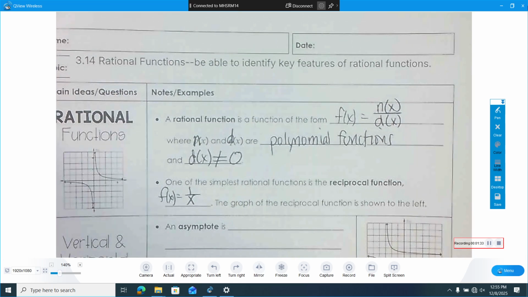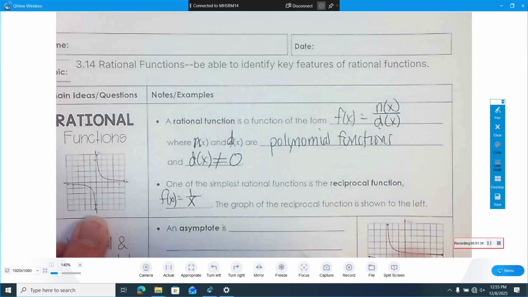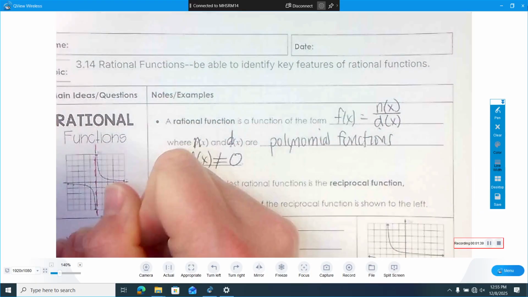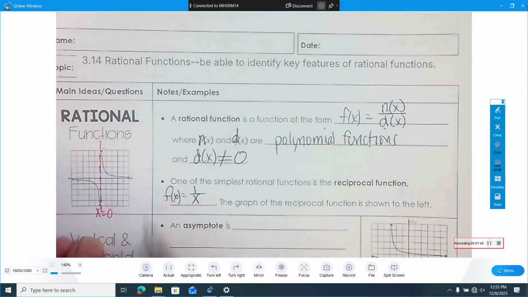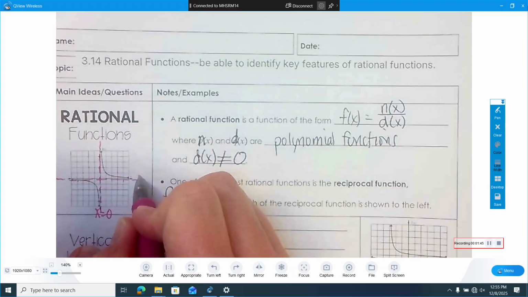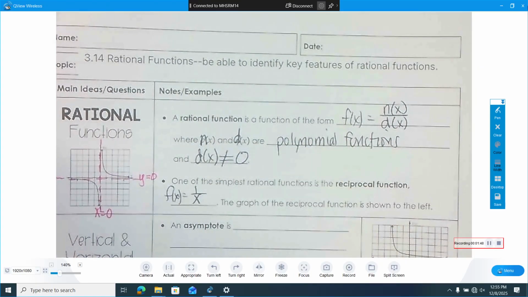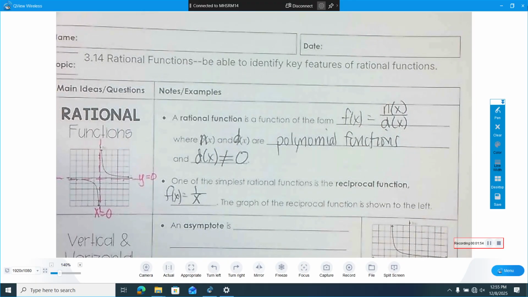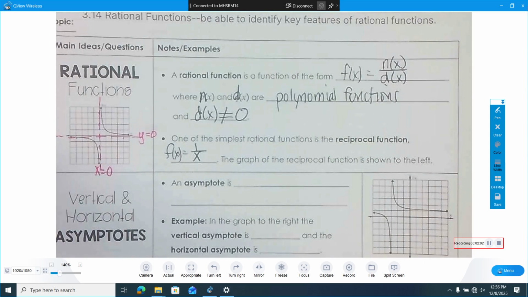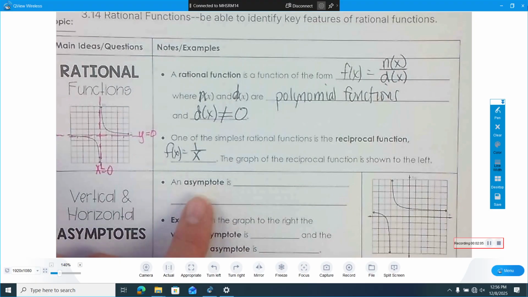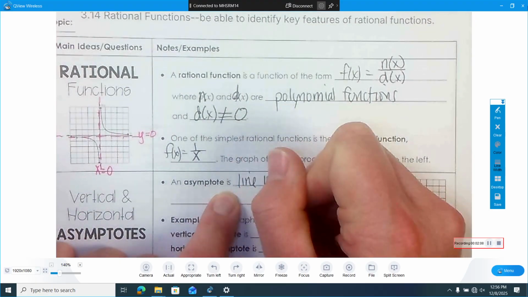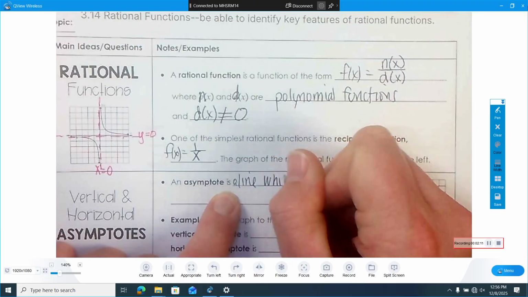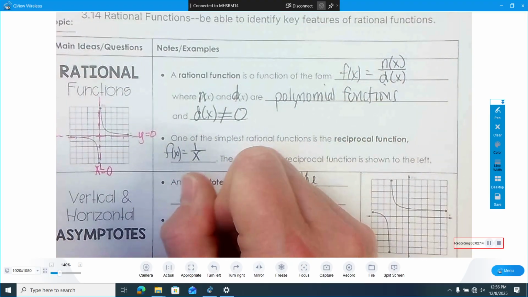Now, this rational fractional function has a vertical asymptote at x equals 0. It also has a horizontal asymptote of y equals 0. And again, we talked about that on Friday. So most rational functions turn out to have those asymptotes as well, okay? However, as we found out on Friday, they can shift. So an asymptote is officially a line which the graph approaches.